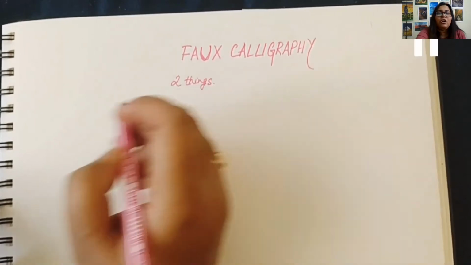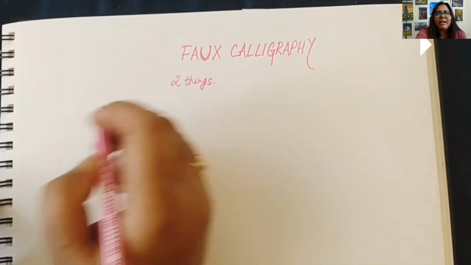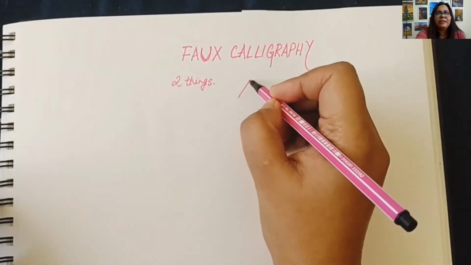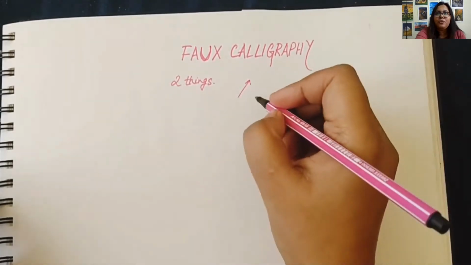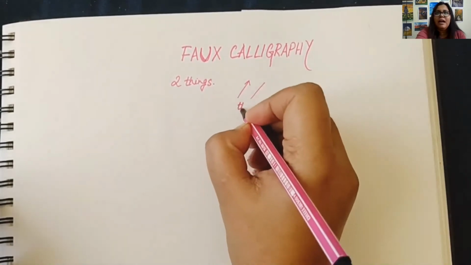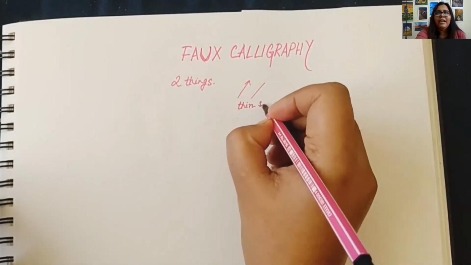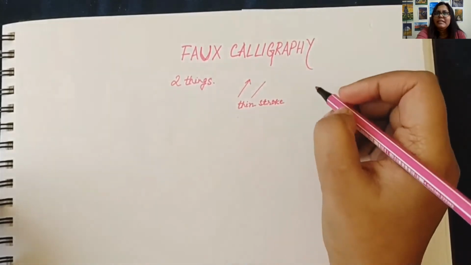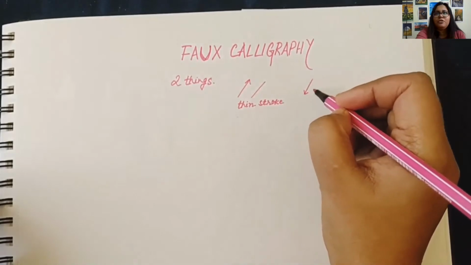So we will first talk about the two basic things that are there in faux calligraphy. All right. What are the two basic things? Just see the screen, just see the movement of my hand, and you will know that. There are two basic things to keep in mind. This is an upstroke. See, the arrow is pointing upwards, so it is an upstroke. And it will be denoted by a thin line. Just a single thin line denotes an upstroke.